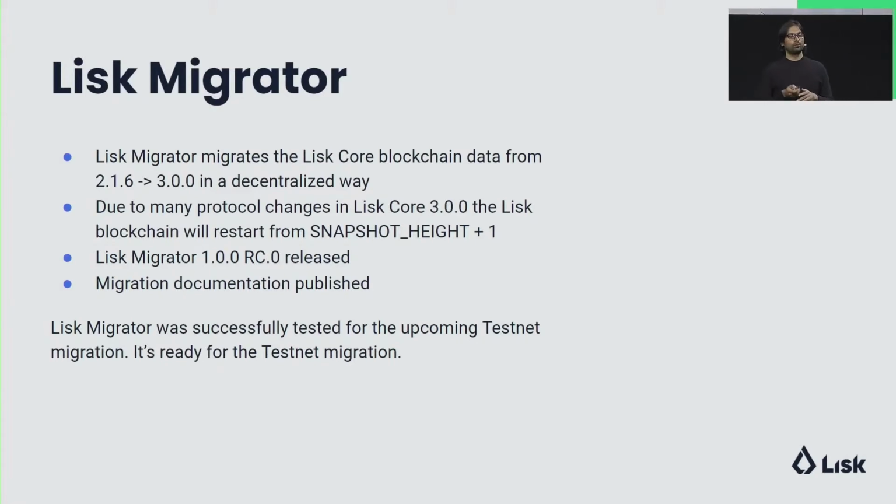Migrator is a CLI tool which migrates the Lisk Core blockchain data from a particular version to the specified version. In this case, we will be migrating from 2.1.6 to 3.0 in a decentralized way. Due to many protocol changes in Lisk Core 3.0, the Lisk Core blockchain will restart from a specified snapshot height. We have released the Lisk Core Migrator 1.0 RC0, and the corresponding migrator documentation has been published too. I would like you to go through the Lisk documentation and give us some valuable feedback there as well.